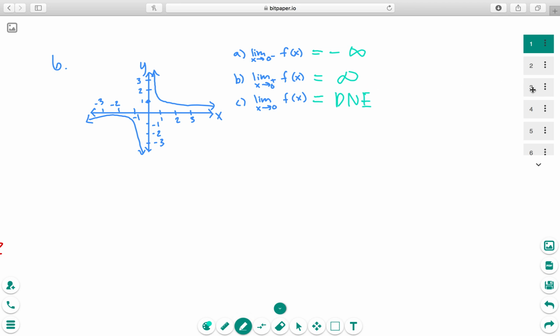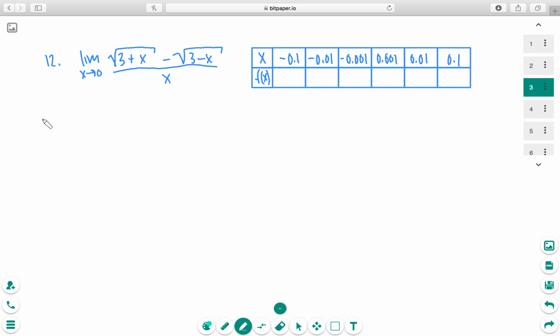Now, let's go to another problem. This one's a little more on the tricky side. And also we're going to be using different methods to solve this limit as opposed to the last one. Because you see here, we don't have a graph. And we could come up with one, but this problem is really trying to teach us a different way to do it.